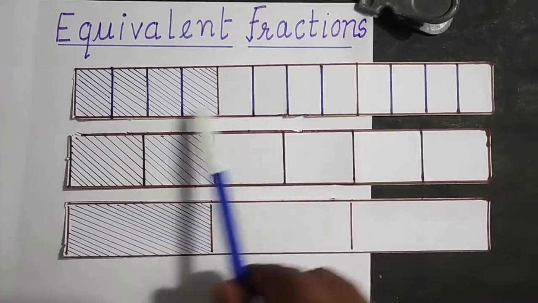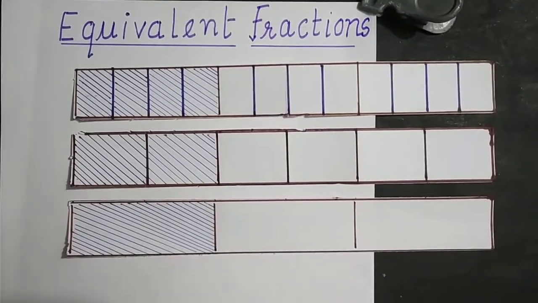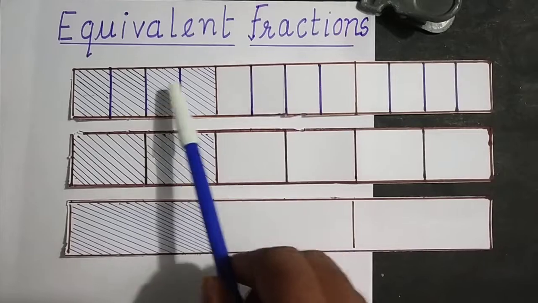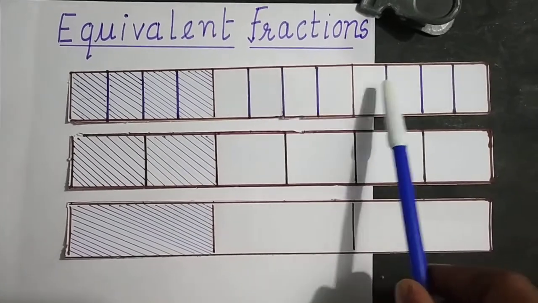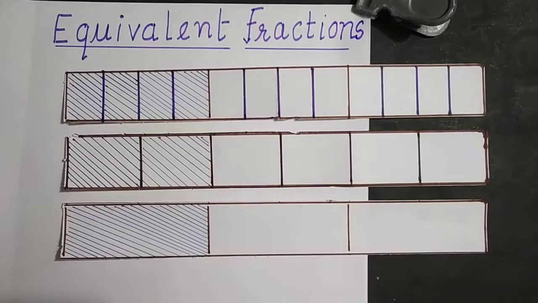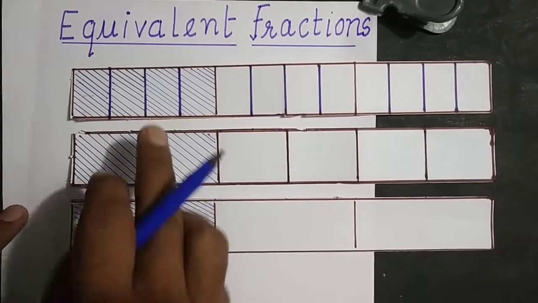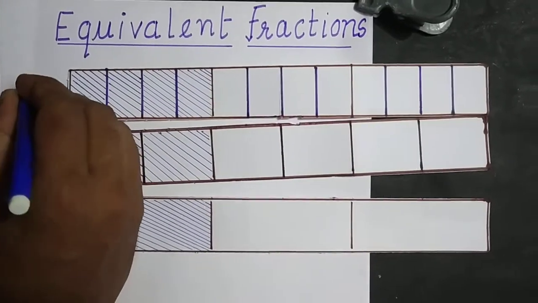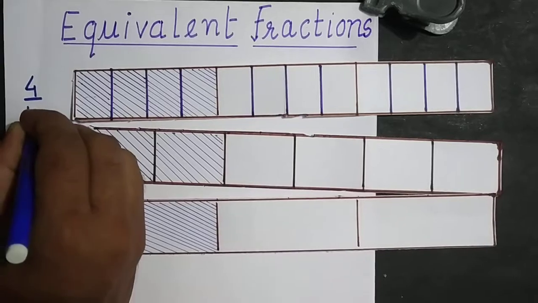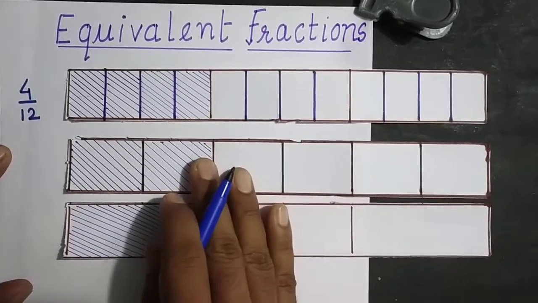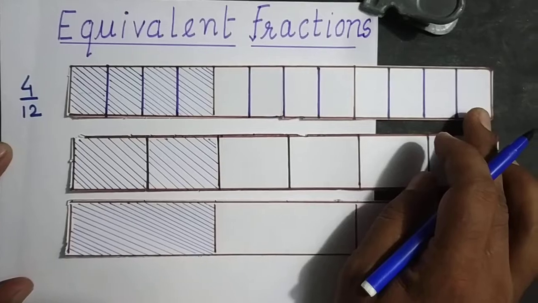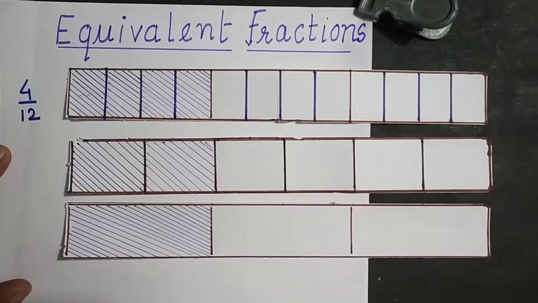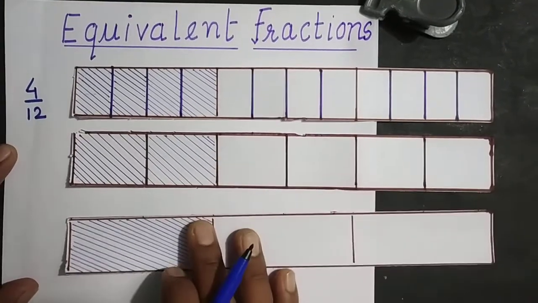In strip A you can count 1, 2, 3, 4. Four boxes are shaded out of 12. 1, 2, 3, 4, 5, 6, 7, 8, 9, 10, 11, 12. So how can we represent these 4 boxes? 4 by 12. Easily you can see the total number of boxes or cells is 12, and out of 12, 4 are shaded. So can we write 4 by 12? Yes.